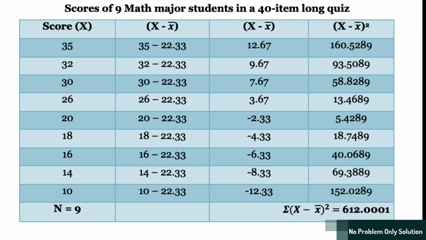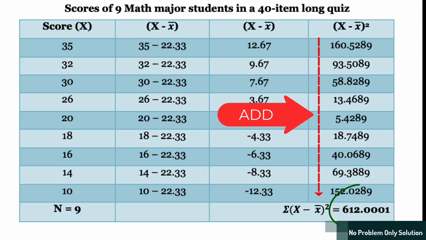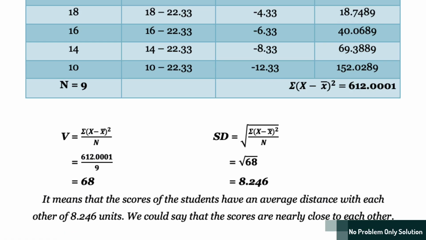And now for step 4, we take all those squared distances, add them up, which gives us 612, and then divide it by our 9 students. And that number we get, that's our variance, 68. It's basically the average of all those squared distances.